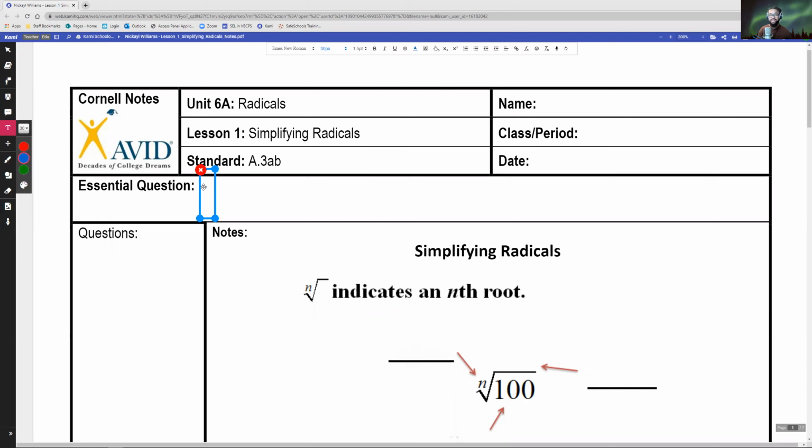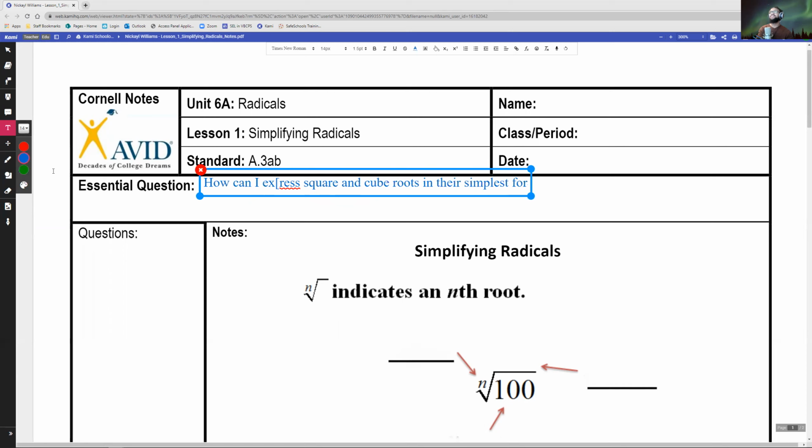So since we're trying to understand how to simplify these things, that's going to be the basis of our essential question. So it's going to be, how can I express square and cube roots in their simplest form?